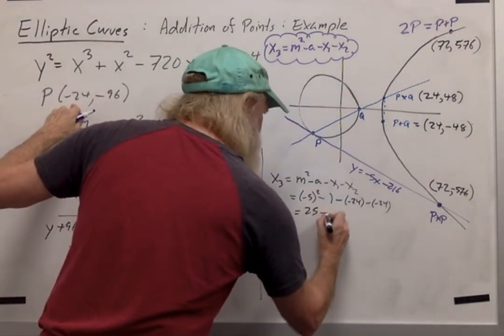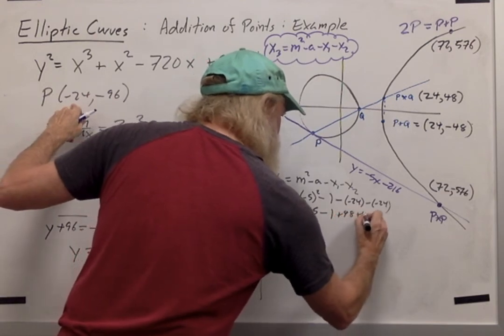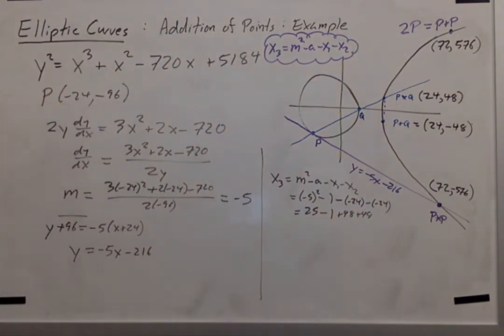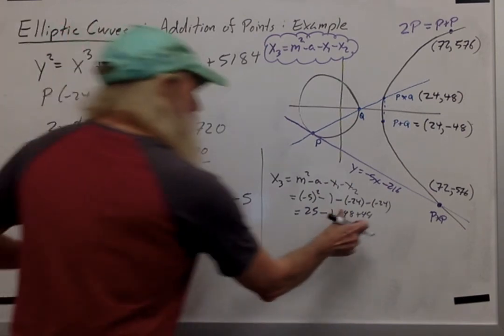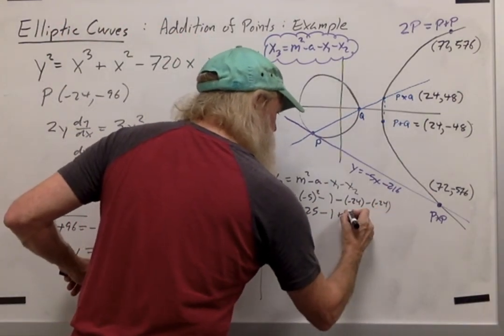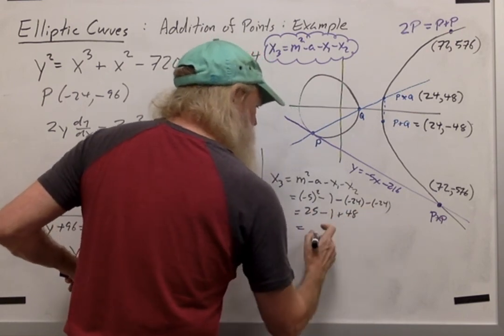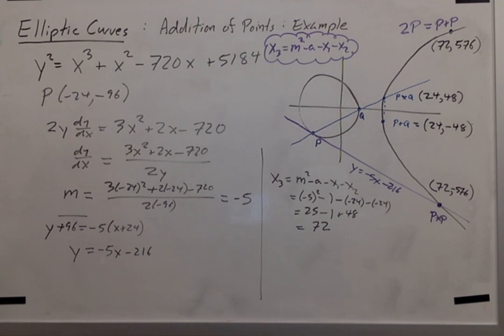So that's 25 minus 1 plus 48 plus 48, which is 24 and 96. Something's going wrong. Let's see if we can find it quick enough to salvage the video. So negative 5 squared, that's good. Negative 5 squared is 25 minus 1. Oh, plus 24 plus 24. That's it. So plus 24 plus 24 is plus 48. And 24 and 48 is 72, which is what we got before.